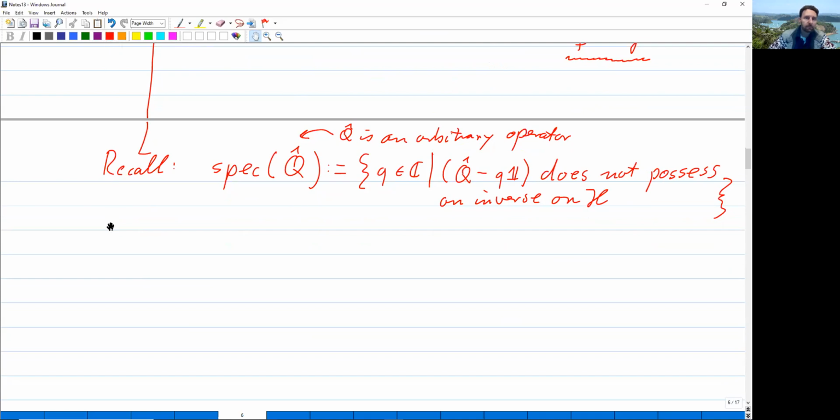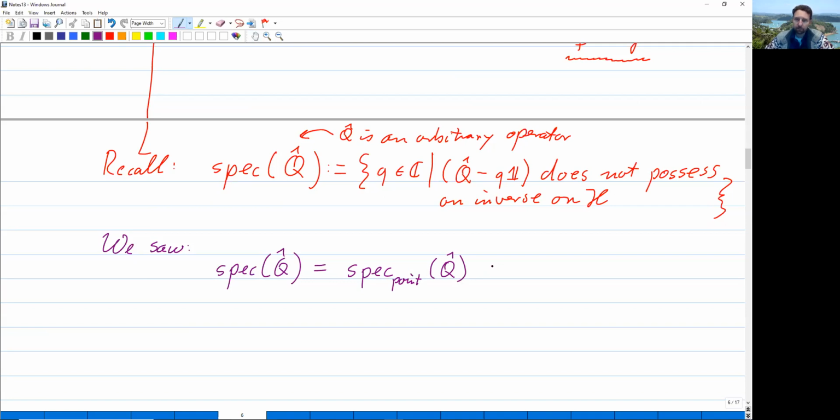And we saw that the spectrum of an operator, of a linear operator on our Hilbert space can be decomposed into a point spectrum of Q hat that consists of isolated points, isolated eigenvalues that correspond to eigenvectors, or that have eigenvectors, and a so-called continuous spectrum of Q hat, and a so-called residual spectrum of Q hat.